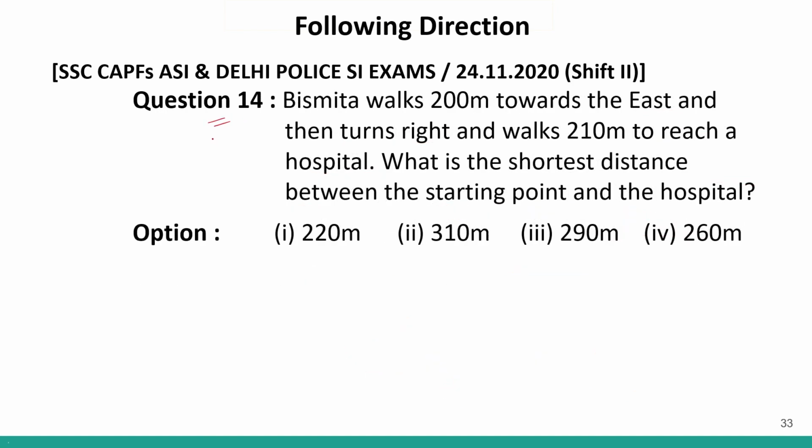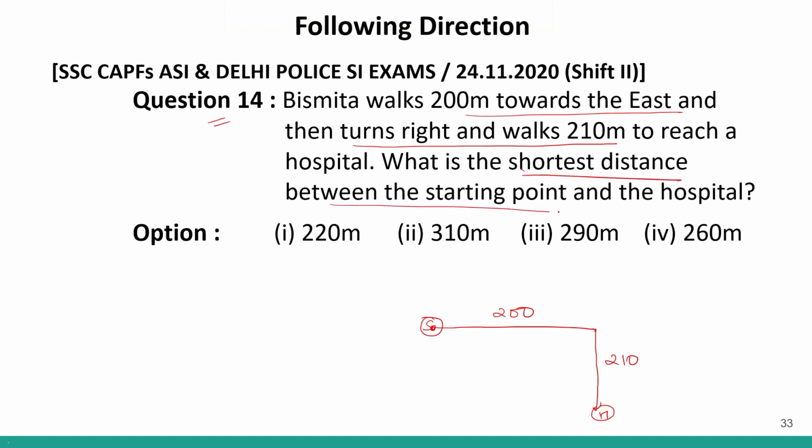Question number 14. Bismita walks 200 meters towards the east. So towards the east, 200 meters. This is the starting point. Then turns right and walks 210. So right and 210 to reach a hospital. So this is the hospital. This is the starting position. We have to find the shortest distance between the starting point and the hospital.